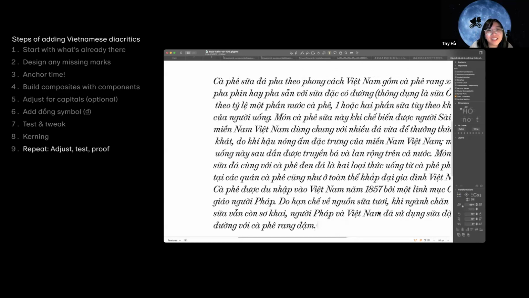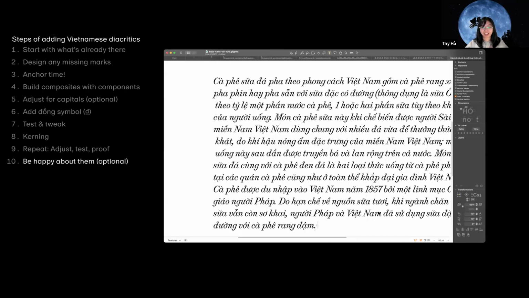And then the next one is just testing and proofing. I recommend you proof it somewhere else, like InDesign or Font Proofer or any other tool you have, and print it out if you need, so that you can actually test it and see it in context. And then the last step is to be happy about it, or it can be optional, whether you feel good or not about adding Vietnamese diacritics.